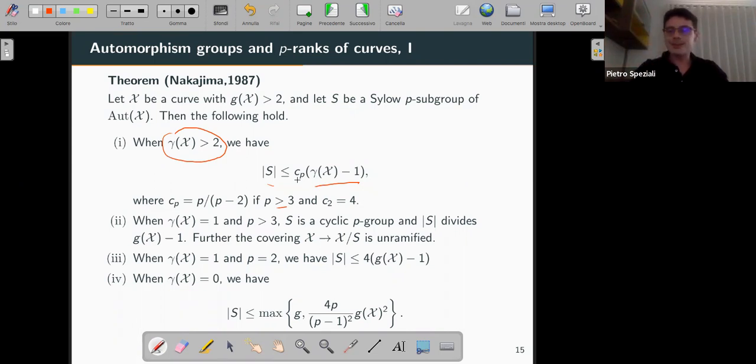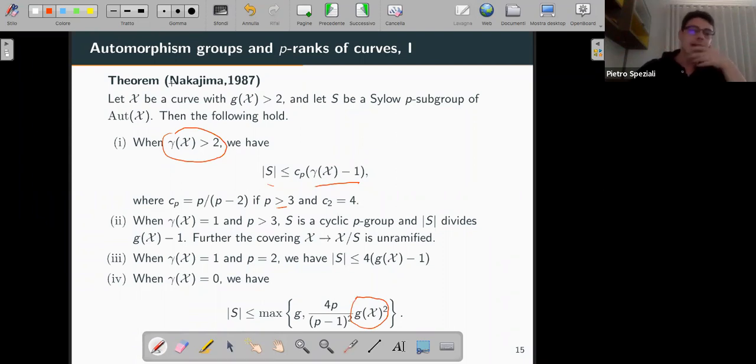And then you get to the p-rank 0 case, where you see that the size of an automorphism group is upper bounded by the maximum between the genus and this quadratic function of the genus. So you see further how big the automorphism group can be in characteristic p. And actually the Klein quartic in characteristic 3 has p-rank 0 and is an example of an extremal curve with respect to this lesser bound.